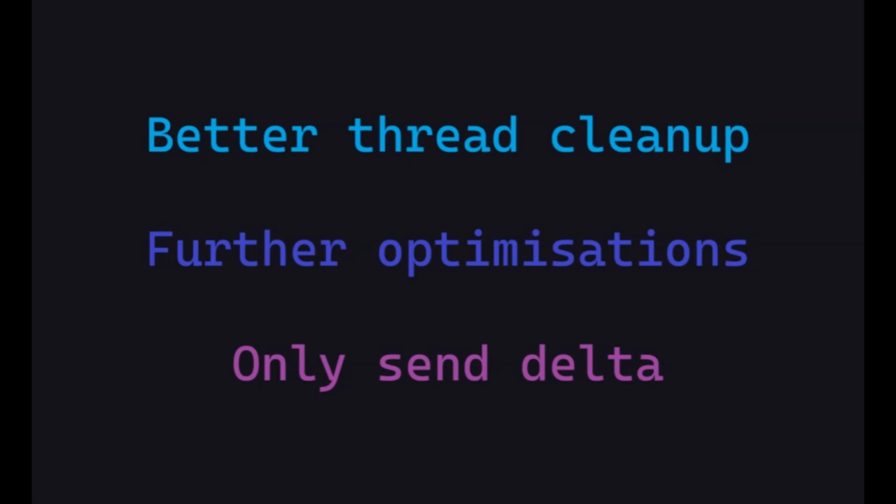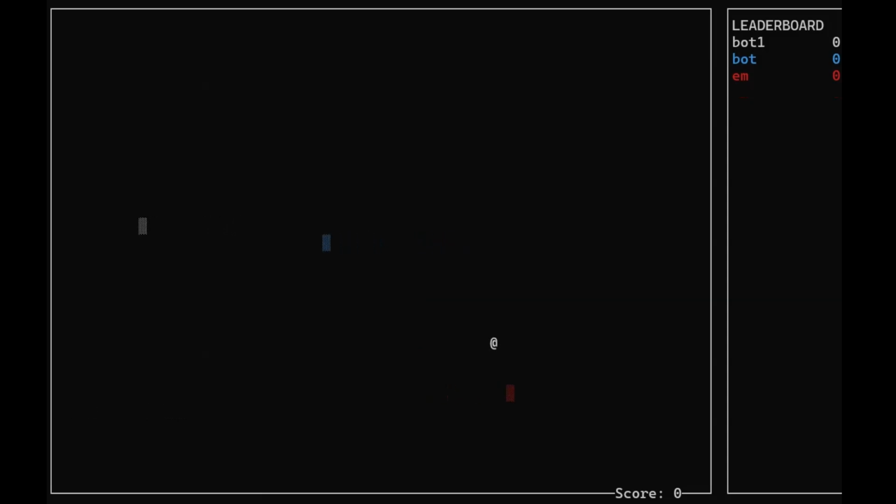Other things you could try and correct include better cleaning up of threads, optimizing the get occupied position functions and leaderboard sorting, and rather than sending the entire game state, try just sending the delta. And that's it. Thank you so much.